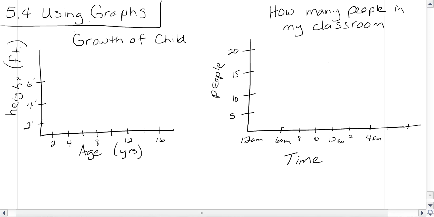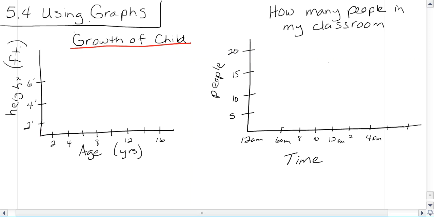This video is for Algebra 1, Chapter 5, Section 4, using graphs. Not a lot of notes as far as terms today, but we're just going to discuss how to interpret graphs and different types of graphs, so it's really just a discussion. So I have two examples here. This first graph, we're going to graph the growth of a child.